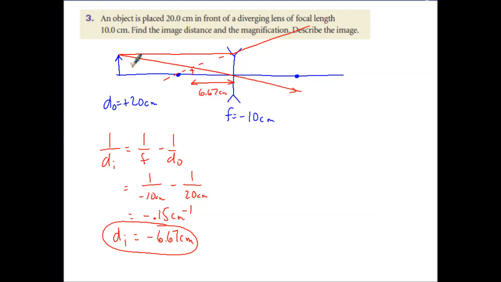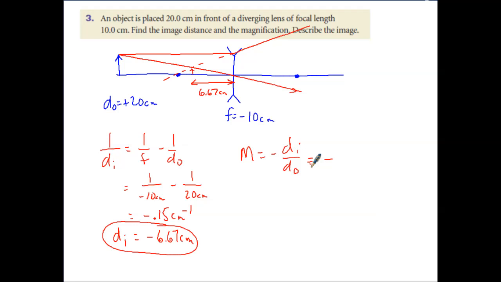That seems to be appropriate based on the fact that I know it's going to be closer to the lens. It's going to be upright, as we see there. Seems to be a little bit smaller. All of those numbers sort of seem to make sense there. So let's see, find the image distance I did and find the magnification. Well, magnification, negative DI over DO.